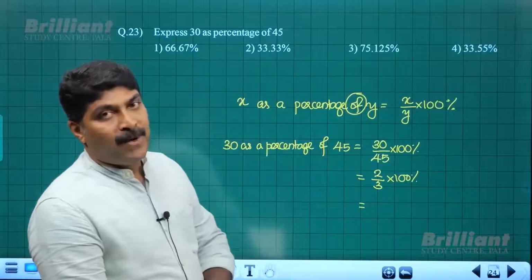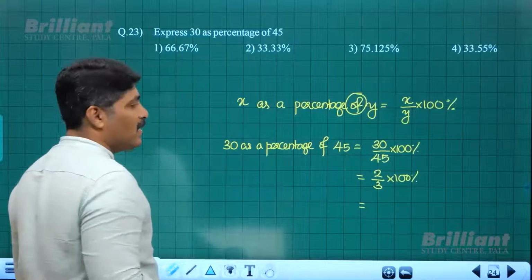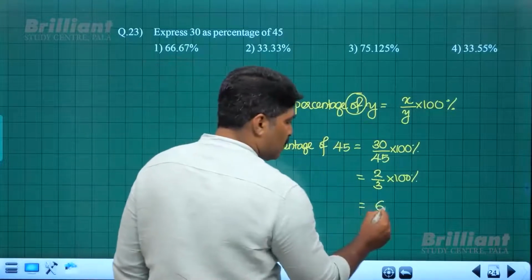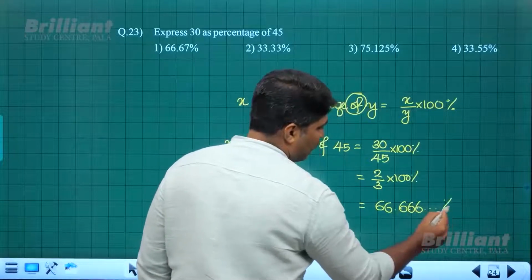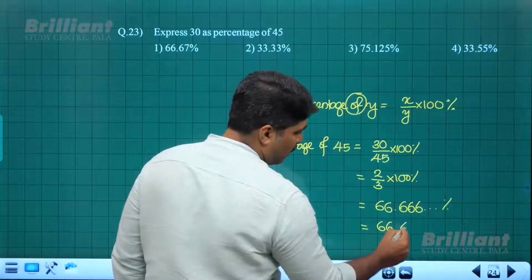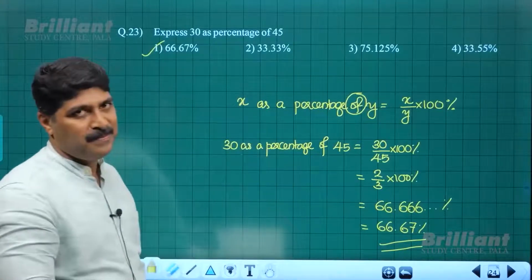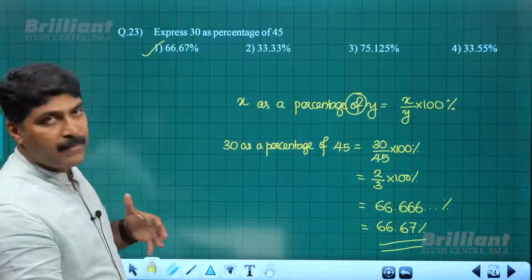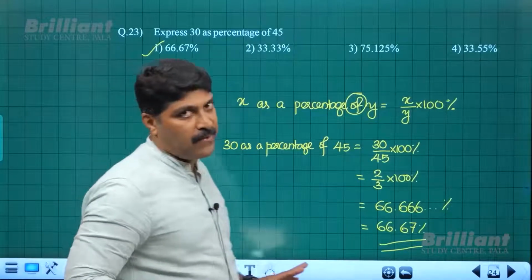And you're quite familiar. What is 1 by 3? 1 by 3 is 33.33%. 1 by 3 into 100, that is 33.33%. Therefore, 2 by 3 into 100, that's equal to 66.66666666, etc. percent. Therefore, we can round up it like this one. This is 66.67%. So that's the answer. First option, 66.67%. Understand that order. So what they are asking? Here 30 as a percentage of 45, we have to express like that.